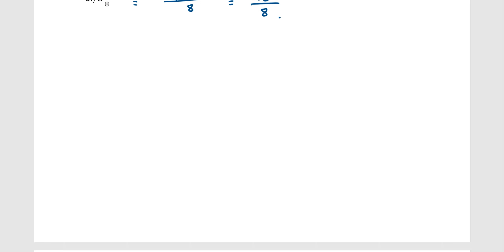Do one more here, so 5 and 5/8. So we're going to multiply denominator times whole number out front plus the numerator, over that denominator. So it's going to be 8 times 5 is 40. 40 plus 5 is 45. That gives us 45 over 8, which is the same as 5 and 5/8. Okay, so hopefully pretty simple for that one.